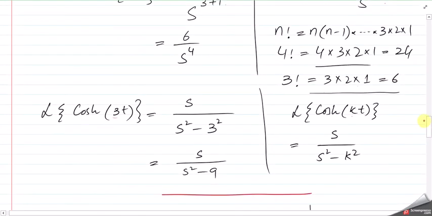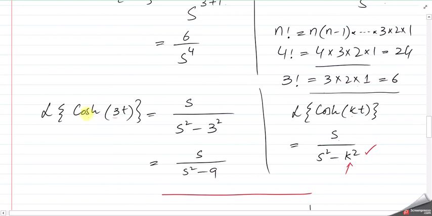Let's say one more, cos hyperbolic of 3t. Cos hyperbolic of kt is s over s square minus k square. Note that this s is not going to change when we put k. k is only going to replace here, not over here. So this s remains the same, whatever k is.